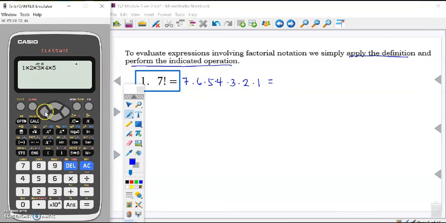I just click on the left button to go back because I already have 1 until 5 here. I need to multiply times 6 and then times 7. And the result is 5,040. So it's 5,040, teacher. Okay, that's good. Let's continue. I'll put it here because we have another value there.